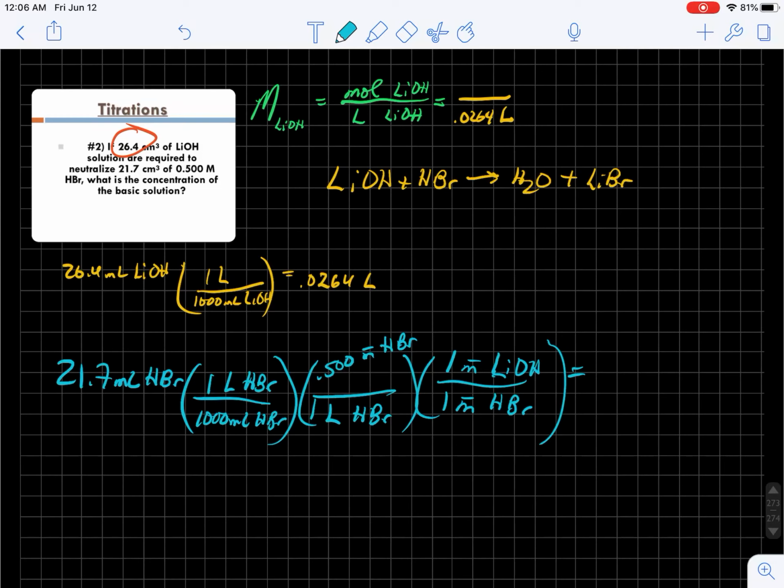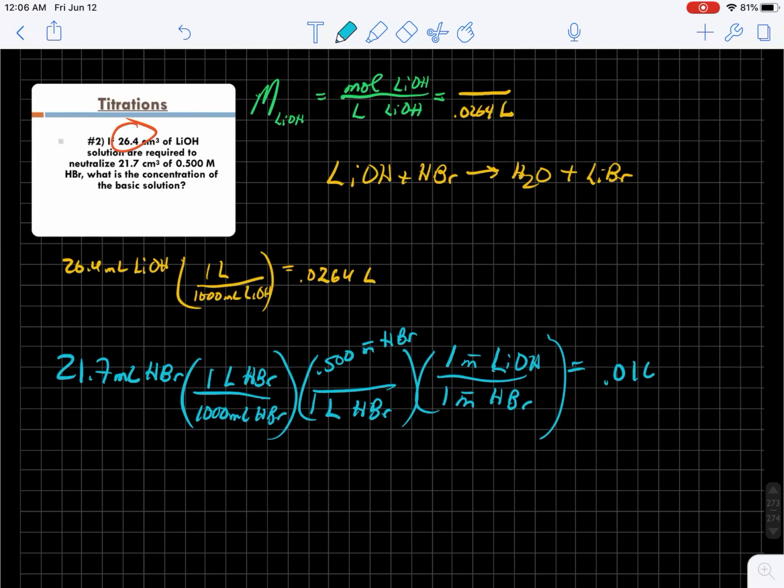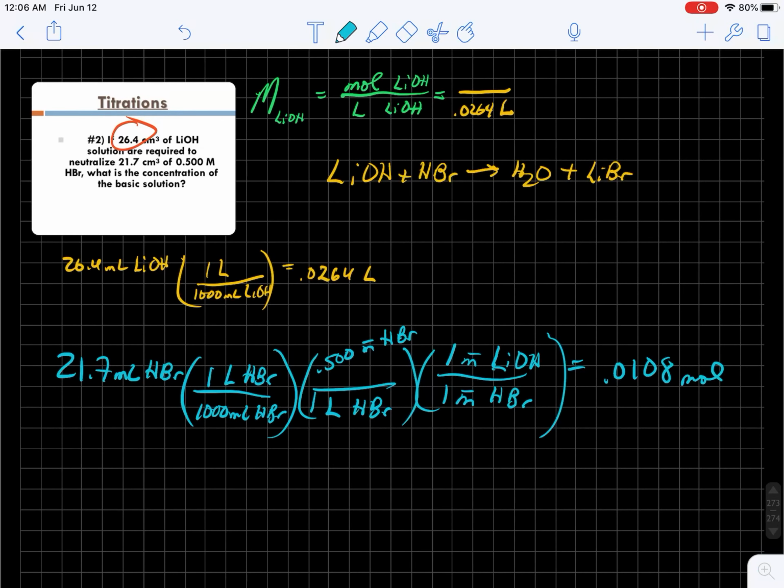All right, so 21.7 divided by 1,000 times 0.5 gives us 0.0108. Could round it up to 9, but the new rule is you round to the even number. So for 3 sig figs, I'm rounding it to 0.0108, which gives me an even number instead of an odd number. 4 moles of lithium hydroxide. And now I can substitute that in.